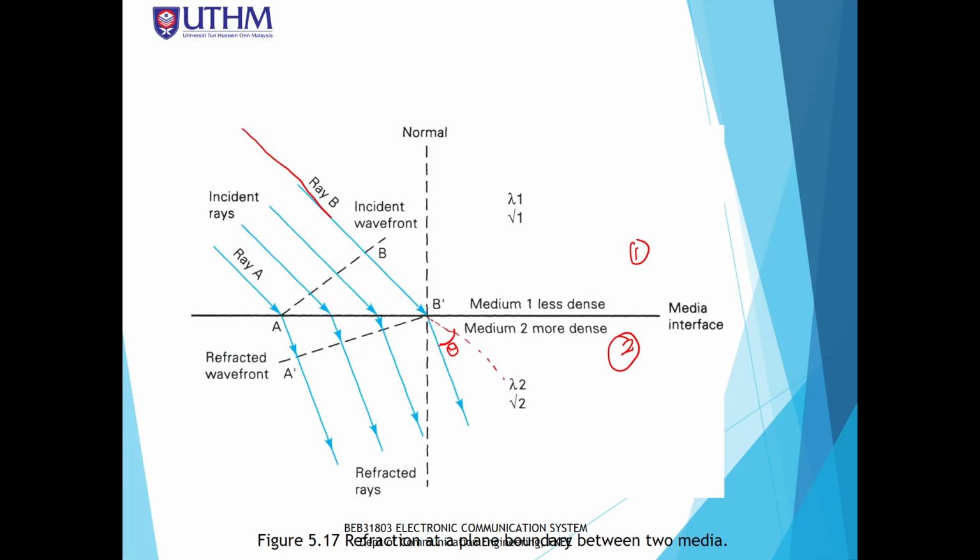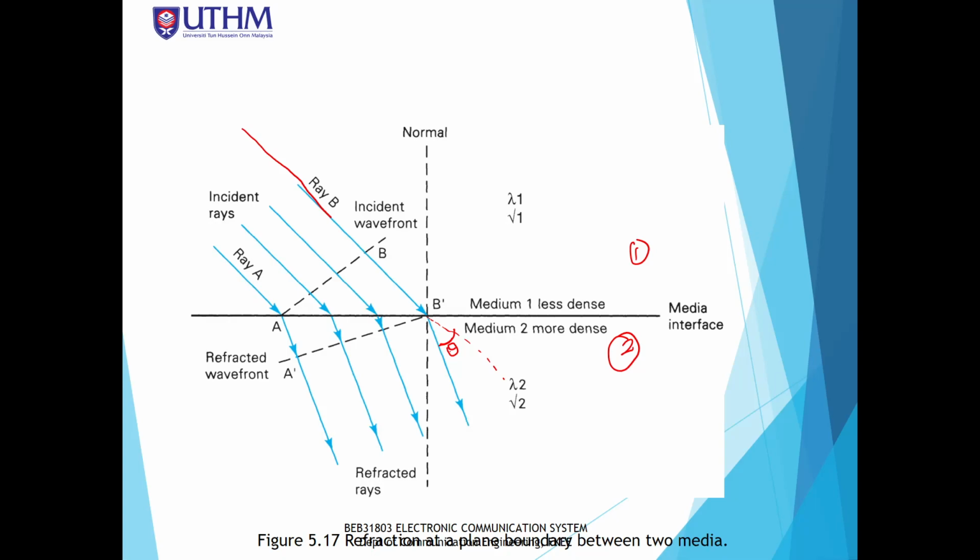Refraction, pembiasan. Okay, so dia akan terbias pada sudut yang berbeza. Dia akan masuk ke dalam medium yang kedua, tetapi tidak pada straight line. Dia akan terpesong pada sudut tertentu. Okay, this is what we call the refraction. Ini yang kamu belajar masa sekolah, ada Snell's law semua tu. Snell's law, saya pun dah tak ingat berkenaan dengan Snell's law. Ini dalam subjek, kalau tak silap saya, physics or science yang kita belajar semasa sekolah.